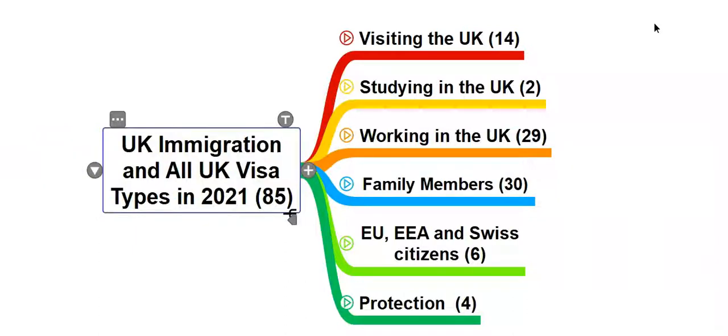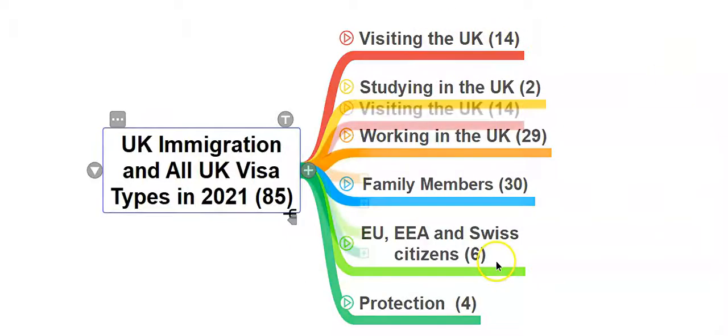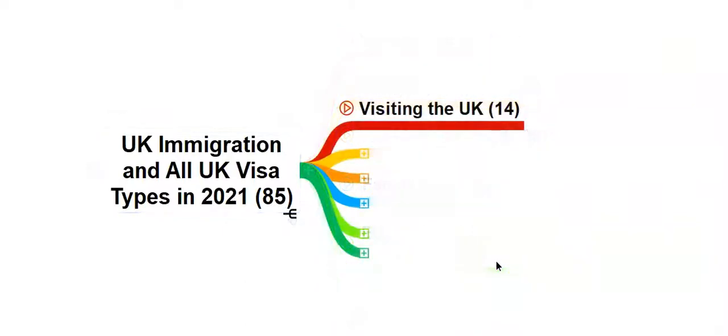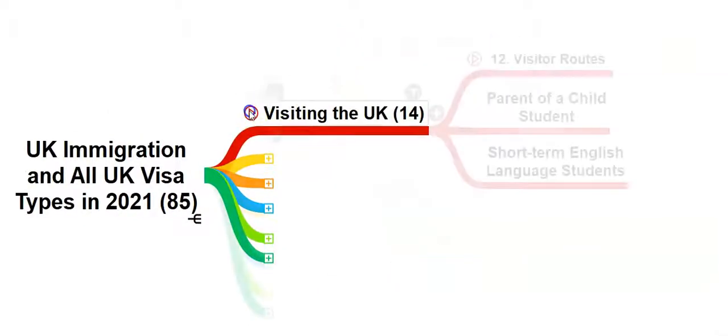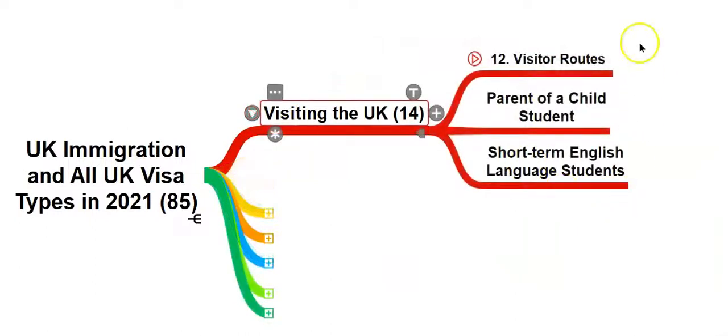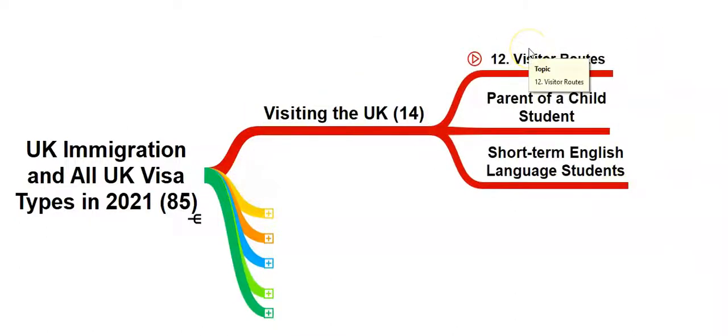So this video is about those who would like to visit the UK on a temporary basis. So those who would like to visit the UK for a short period of time can generally do so in one of these capacities. So they can either come to the UK as a visitor or as a parent of a child student, or surprisingly enough, you can also come here to study as a student, provided it is a short-term English language course or another course for less than 6 months.